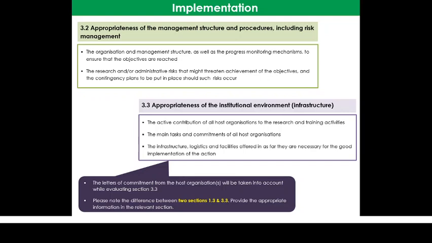Please also note the difference between 1.3 in excellence and section 3.3 here in implementation. I already described this difference earlier, but I'm going to repeat it here. The hosting arrangements, which are part of excellence sub-criterion 1.3, refer to the integration of the researcher in the new environment at the host premises, whereas infrastructure and logistic facilities in the host organization are part of implementation sub-criterion 3.3.